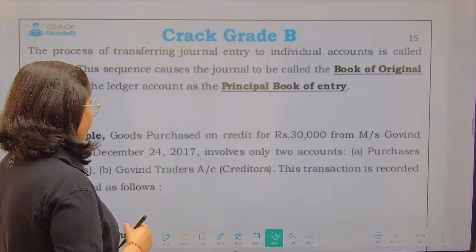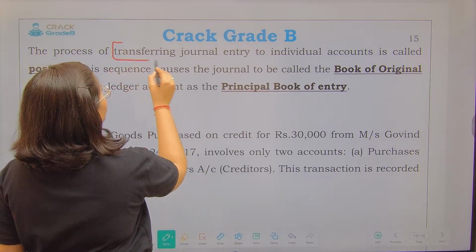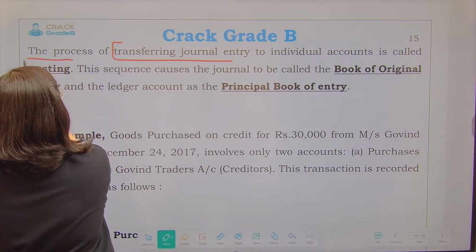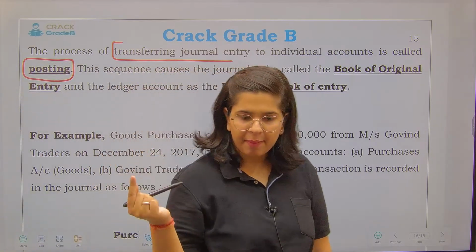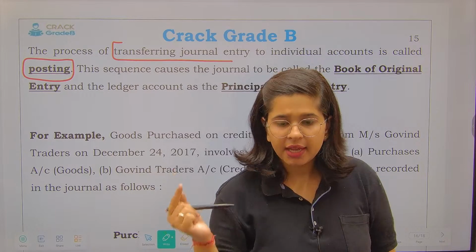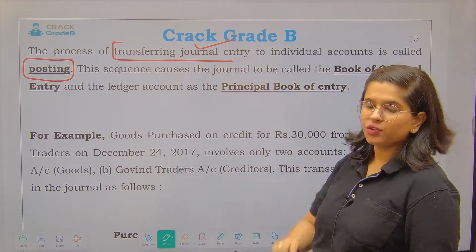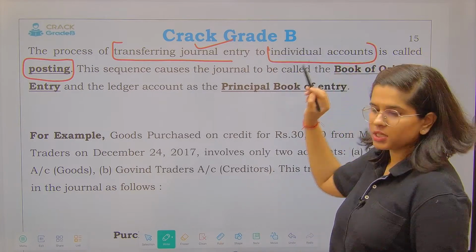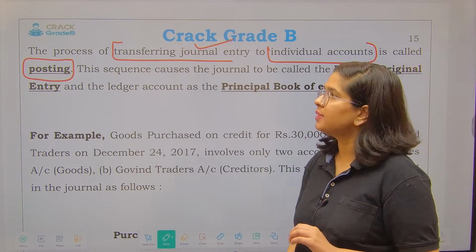The process of transferring journal entries to individual accounts is called posting. What was journalizing? Remember that definition. ठीक? What is posting? When you transfer the transactions from the journal entry to individual accounts, this is called posting. This word is called posting.